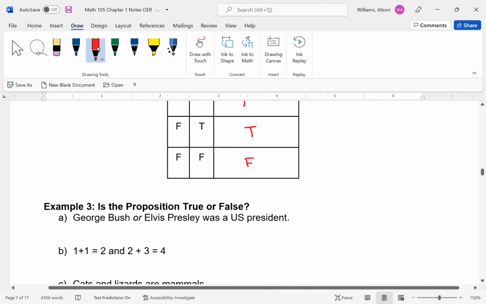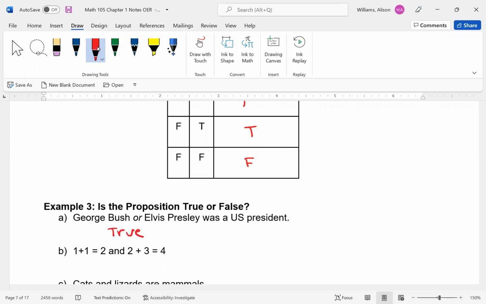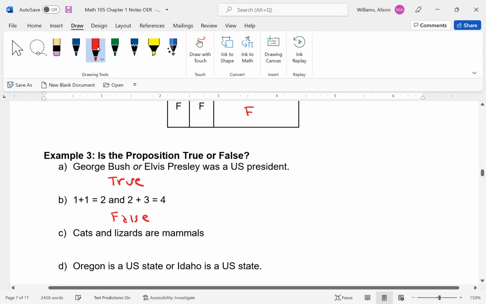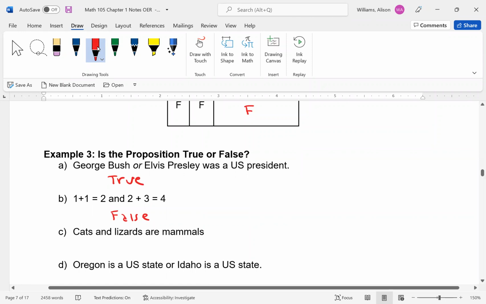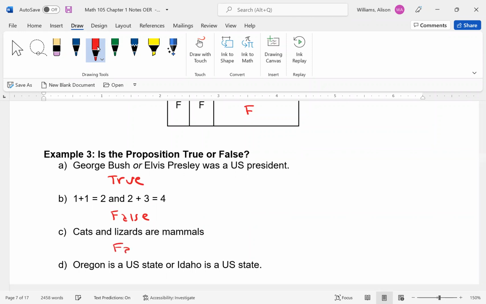Okay, so let's look at some examples of this. George Bush or Elvis Presley was a US president. That could be true because we happen to know George Bush was a US president. 1 + 1 = 2 and 2 + 3 = 4. For and, they both have to be true, and since the second part is false, this would be false. Cats and lizards are mammals. That would be false because lizards are not mammals and it's using an and. Oregon is a US state or Idaho is a US state. Well, that would be true.